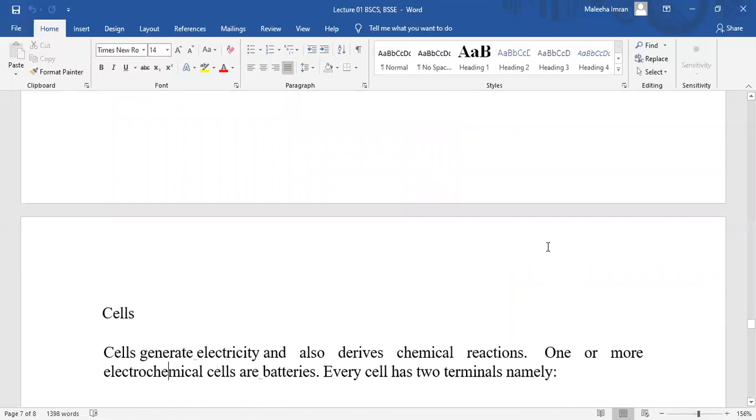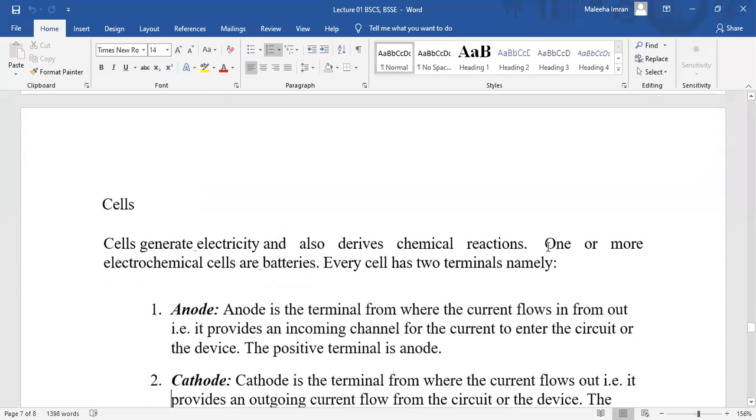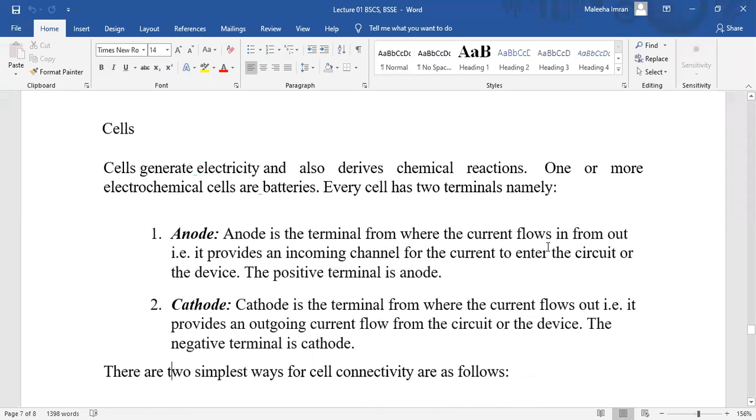Next, we have another situation. Okay, what is meant by the cell? What are cells? Cells are actually the appliances which are used to generate electricity. And how is this electricity generated? This electricity is generated by converting one type of energy to another.